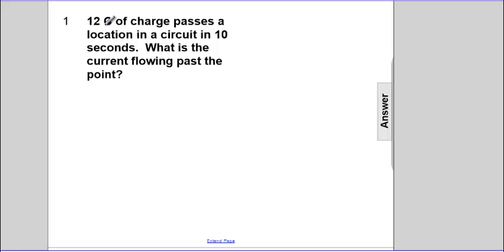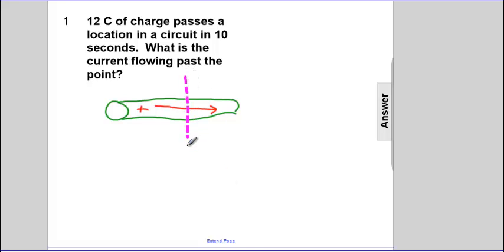Let's apply. You have 12 coulombs of charge passing a location in 10 seconds. So just imagine we have that wire. So I'm drawing a wire. And we have positive charge moving in this direction. That's conventional current. So I'll draw some line. Let's just call it a line in the sand. How much charge passes that line every second is the current.